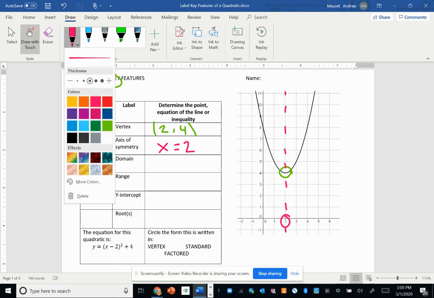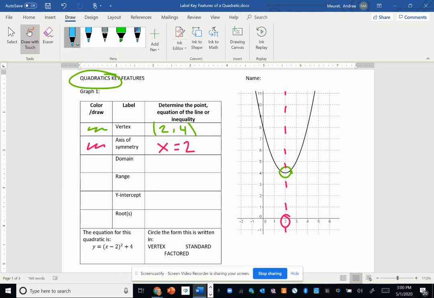Next, I'm going to use, how about a light blue for the domain. Remember that in a quadratic, there's arrows on both ends of the parabola. So the domain is from negative infinity to infinity.